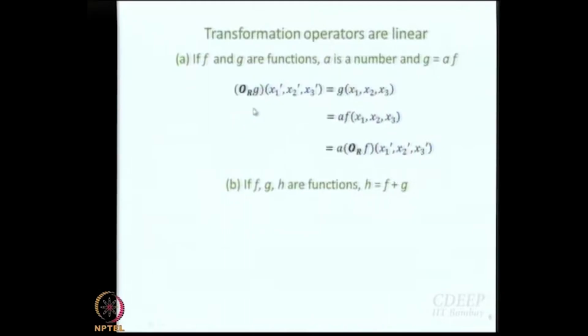What do I have on the left hand side? OR G in x1 dashed, x2 dashed, x3 dashed. On the right hand side we have A multiplied by OR F in the same base, right. So, essentially what we have proved is OR G is equal to A multiplied by OR F. They are both in the same base. If this was in x1 dash, x2 dash, x3 dash and that was in x1, x2, x3, then there would have been a problem. You have to convert to the same base, that is all. Once we convert to the same base, you do not even have to write it.